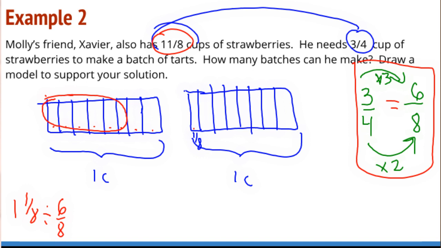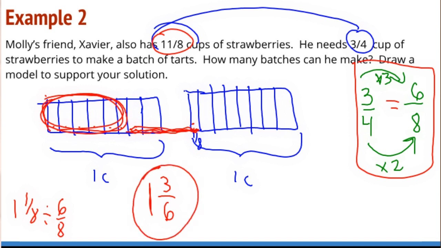So we've got 1 and 1/8 divided by 6/8. And I've got one whole group of 6/8, and then I've got 3 pieces. So I've got one whole group, and my groups are groups of 6. So that'll be my denominator. And I've got 3 pieces left. So I could find out that Xavier can make 1 3/6 batches of strawberry tarts.